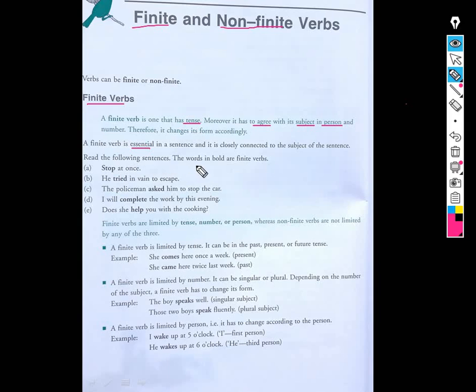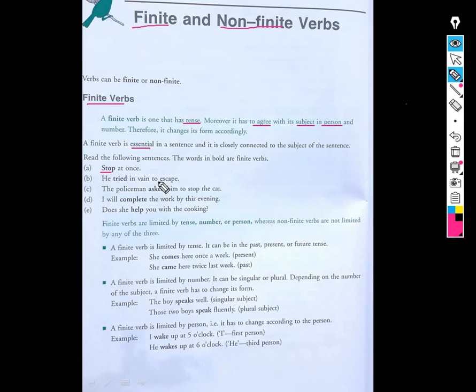Read the following sentences, the words in bold are finite verbs. Stop at once. Stop is a finite verb because you can change it according to tense. If you use it in past, stopped. I will stop, you will stop. So it changes according to number of subject, according to person of subject, according to tense.